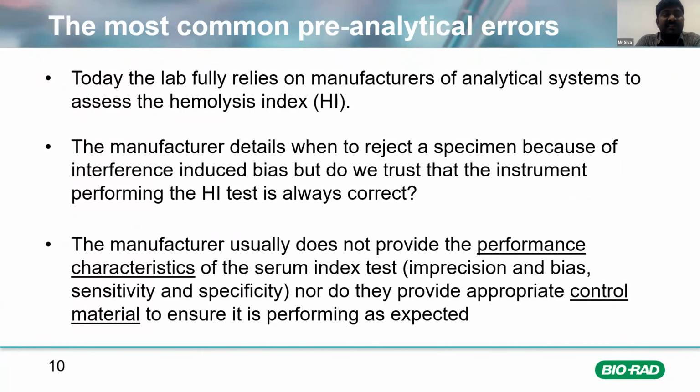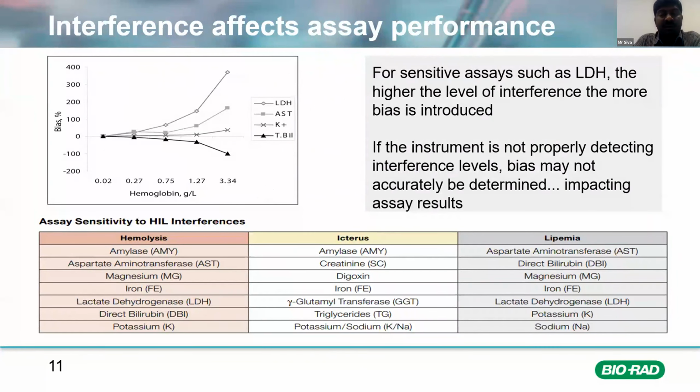The manufacturer usually does not provide the performance characteristics. Performance characteristics means, as in regular QC practice, looking at imprecision, bias, sensitivity and specificity. Normally you won't get these through just a HIL module which is turned on in the instrument. Do they provide any appropriate control material to ensure the performance is as expected and acceptable to run patient samples?